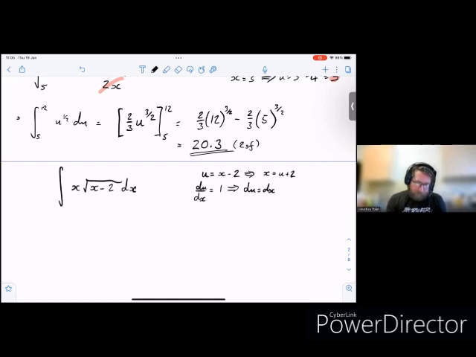No need to worry about the brackets. Limits, sorry, no need to substitute the limits. So this will become the integral of, okay, x is u plus 2, and u is x minus 2, so this becomes u to the half. dx is du, so that's everything substituted. The x became u plus 2, the x minus 2 became u, and the dx became du.